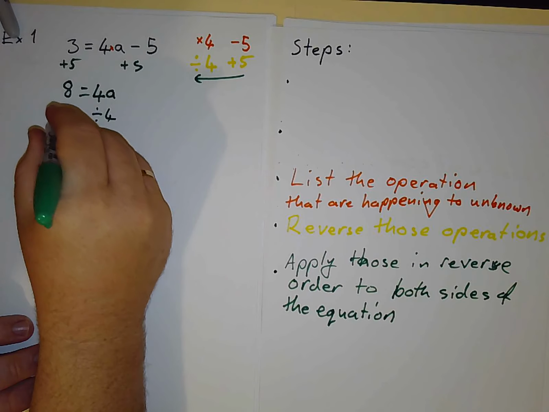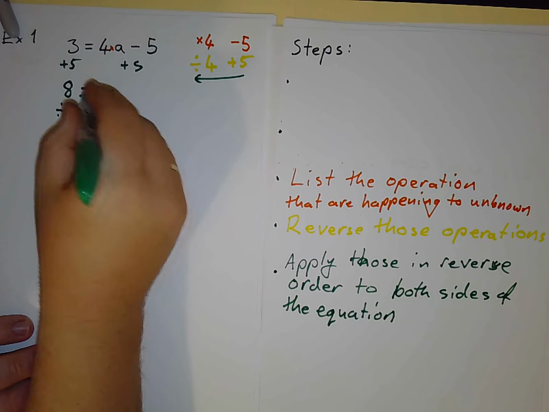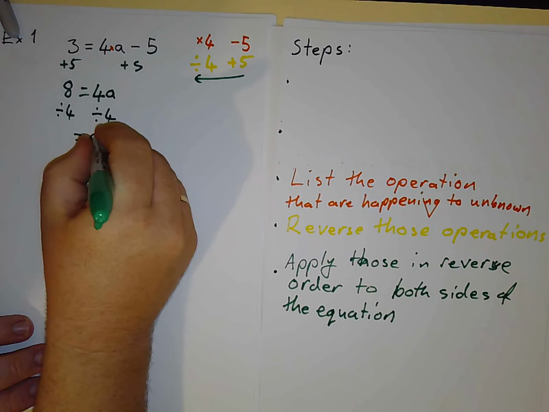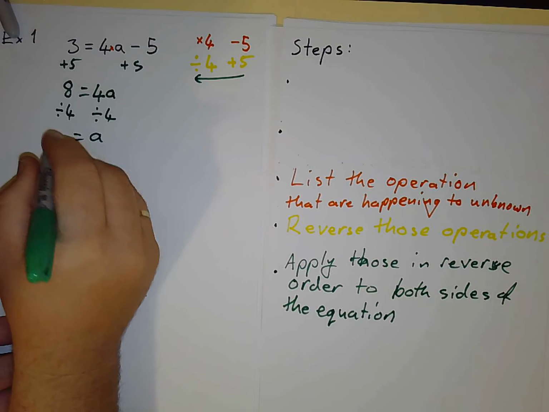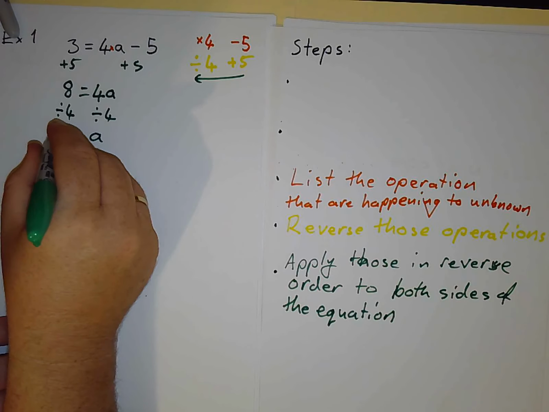So now I'm moving on to the divide by 4. Again, do it to both sides of my equation. Whole point here, get rid of that 4. So I just end with a. And 8 divided by 4 is 2.